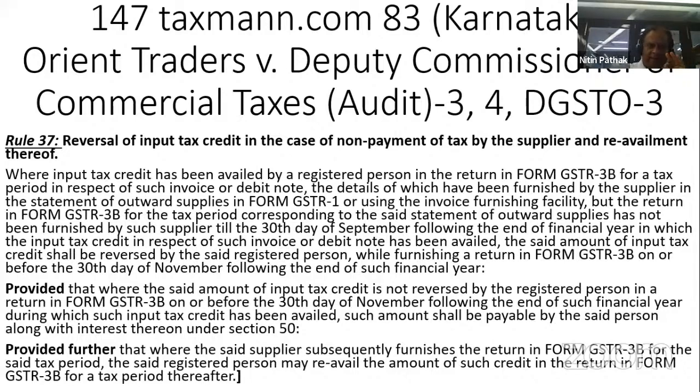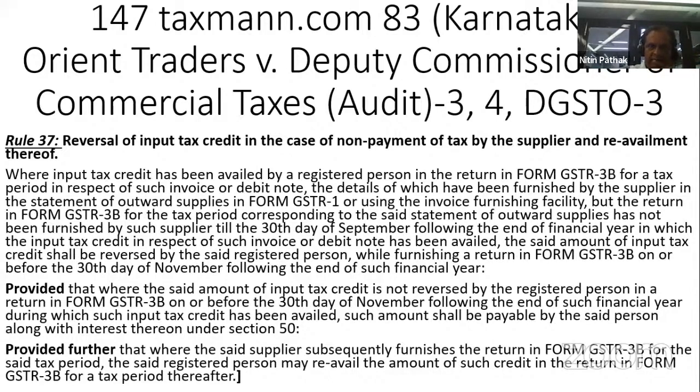Now I'm reading for the purpose of brevity, but I have already covered this in my talk. A reversal in case of non-payment of tax by the supplier, or in reavailment thereof, where the ITC has been availed by a registered person in the return in GSTR-3B for a tax period in respect of such invoice or debit note, the details of which have been furnished by the supplier. When the supplier has shown it in the return but not paid at the time of filing the return, it needs to be reversed.